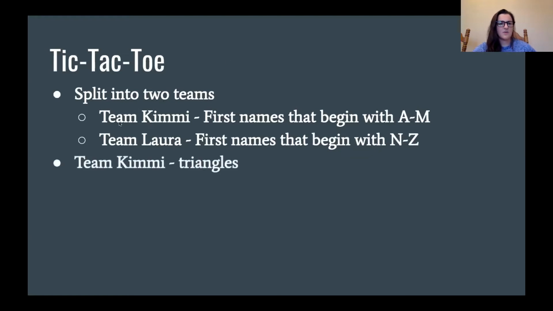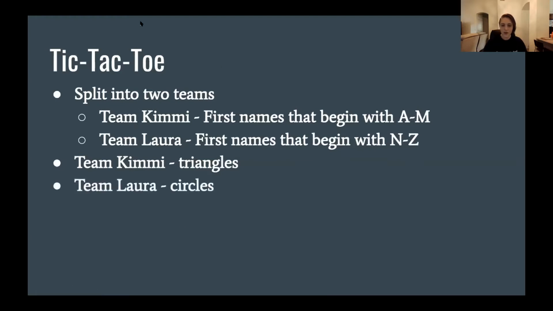Miss Kimmy, how is this going to work? All right. So Miss Kimmy's team, we are going to have triangles as our symbol. Typically with tic-tac-toe, you draw an X or an O. But with the symbols we have in the Wheatley Kit, it'll be more simple to use one that's already made. So Miss Kimmy's team is going to be triangles.